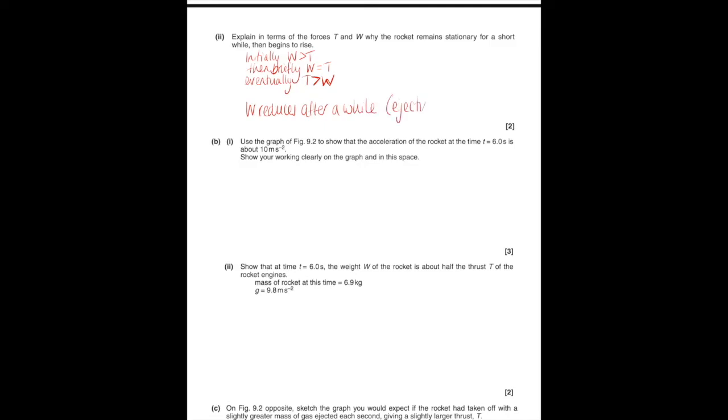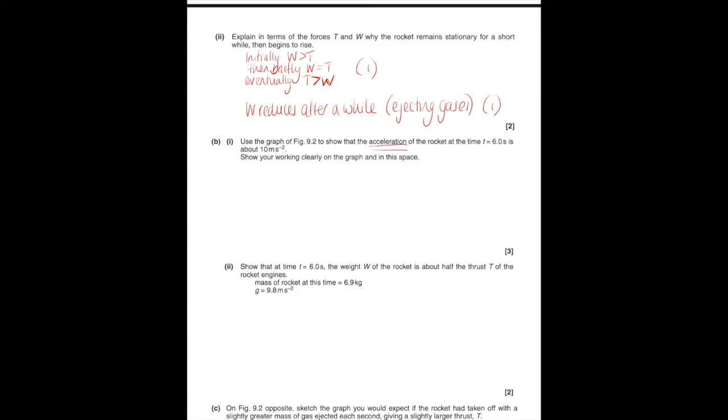Well, as the question says, the thrust is provided by ejecting gases. Your first mark is for identifying the differences in these values of W and T, and your second mark comes from acknowledging that there is a reduction in the weight which allows T to be greater. That reduction in weight comes because we have a lesser mass on the rocket because it has been ejecting gases.